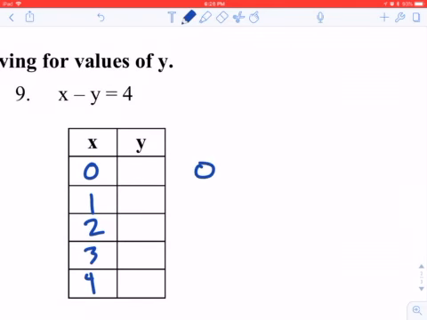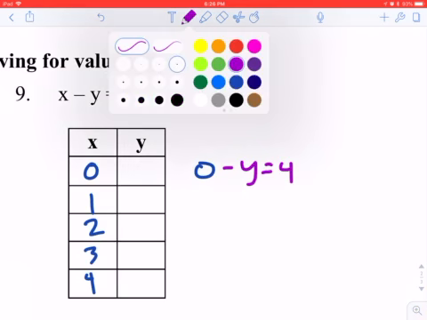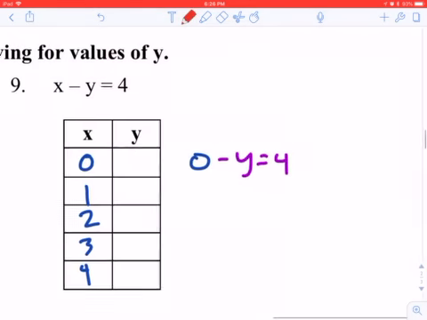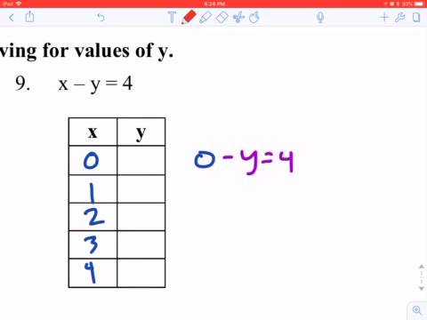So x is 0, minus y is equal to 4. So what I'm going to do is, this 0, it's already 0. We don't need to do anything to it. I need y to become positive, so I'm going to divide by -1. So I get y is equal to -4. So you can take those same steps and run through this one and see what you get.